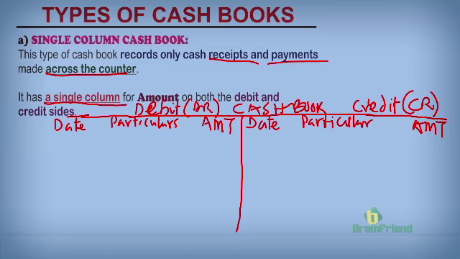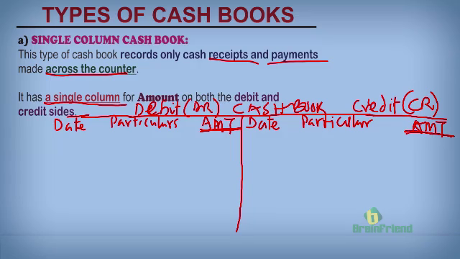Now for a single column cash book, we say it has a single column for amount on both the debit and credit side, and this is the amount. If the cash book has a single column on this side, as it is shown here, it is called a single column cash book. On both the debit and the credit side, it has a single column for amount.